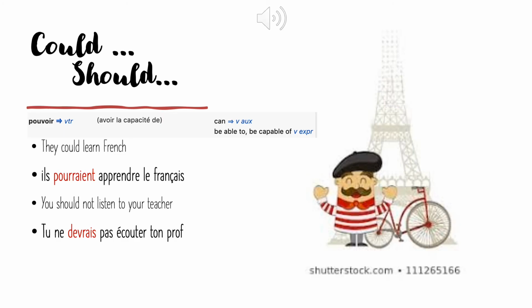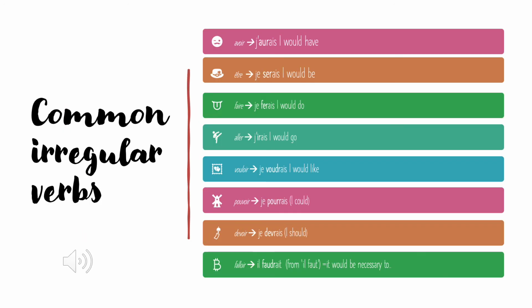How about the could and should that I mentioned earlier on? Could is in fact the conditional of can. Now, I know it could also be a past, so you have to be careful with that. It depends on the context. As for should, you must use the verb devoir, to have to, in the conditional tense. So, they could learn French, ils pourraient apprendre le français. You should not listen to your teacher, tu ne devrais pas écouter ton prof, or rather, you should listen, tu devrais écouter ton prof. So, here are some important irregular verbs in the conditional tense that you should learn.